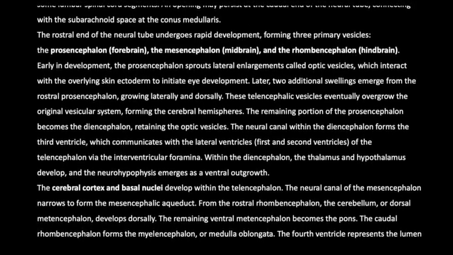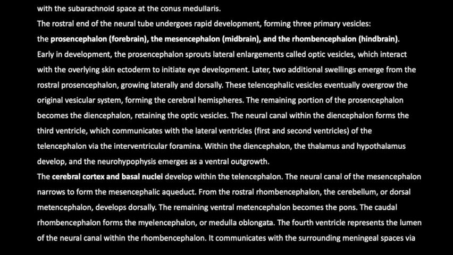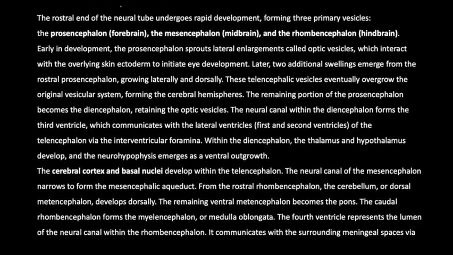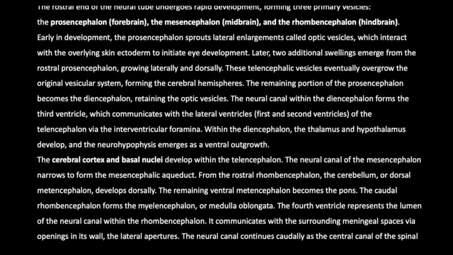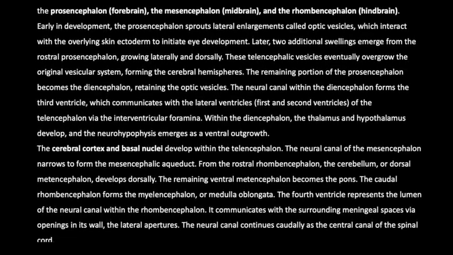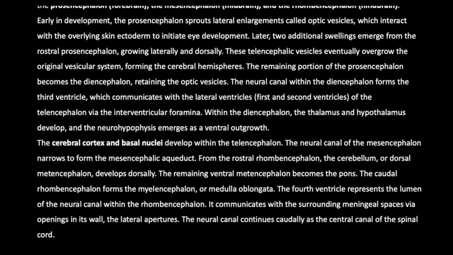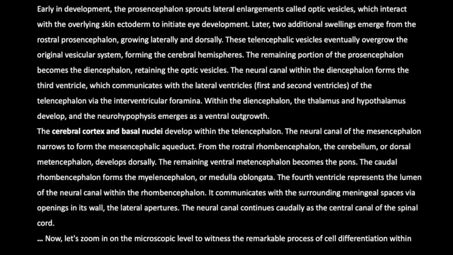These telencephalic vesicles eventually overgrow the original vesicular system, forming the cerebral hemispheres. The remaining portion of the prosencephalon becomes the diencephalon, retaining the optic vesicles. The neural canal within the diencephalon forms the third ventricle, which communicates with the lateral ventricles, first and second ventricles, of the telencephalon via the interventricular foramina.